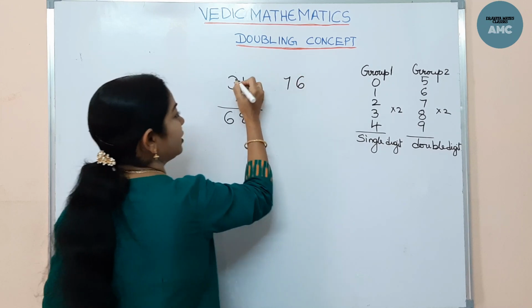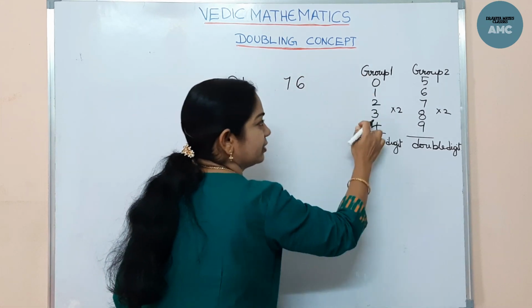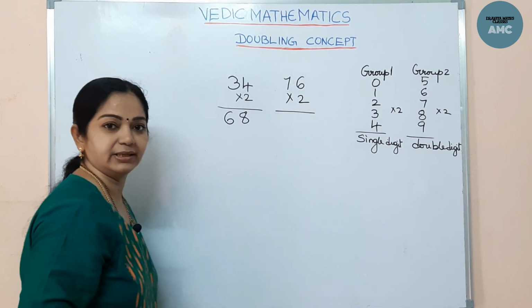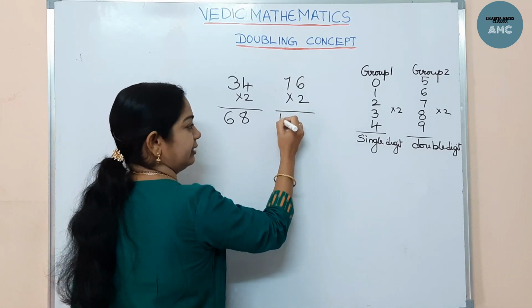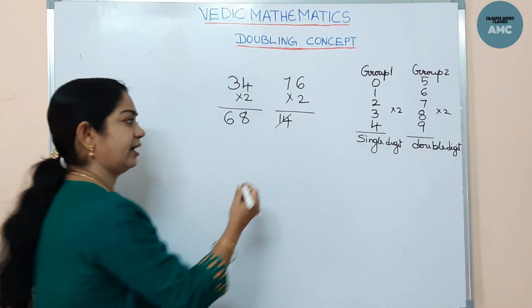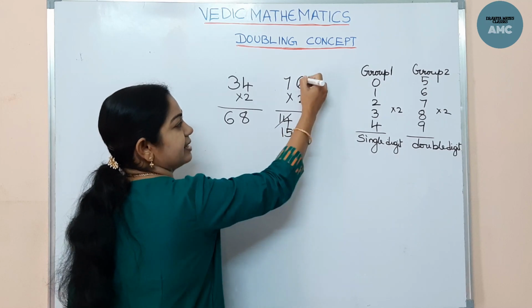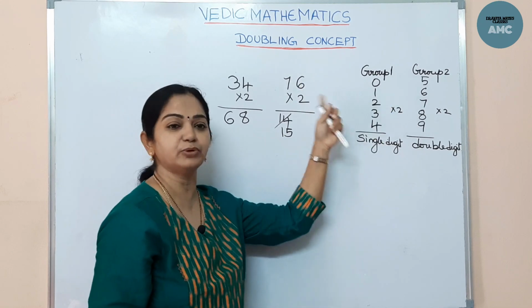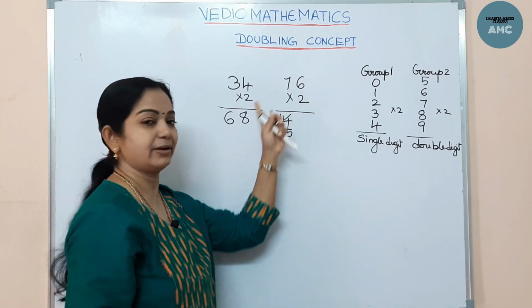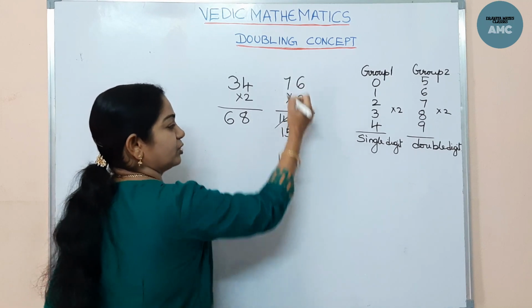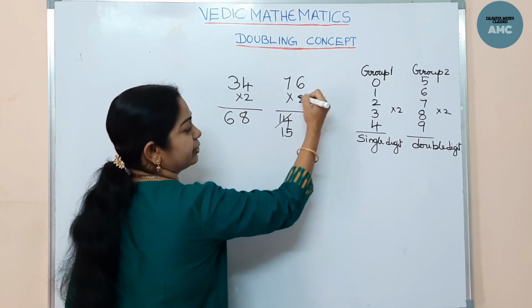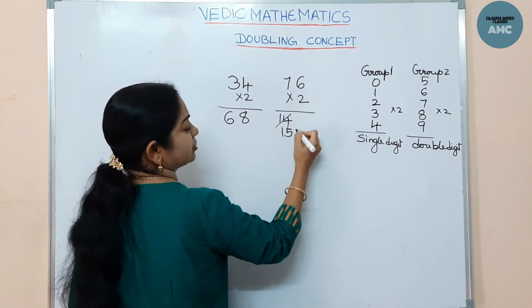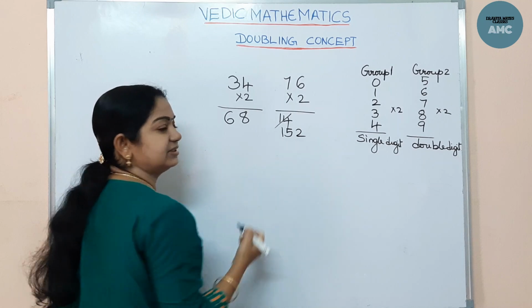Now if I take 76, because 3 and 4 are in our group 1. If I want to double 76, 2 7s are 14, but I won't write 14, I'll write 15. Why? Because the next number is of group 2. 6 is of group 2, isn't it? If it is a group 2 number, then we have to add 1, increase by 1. So this is 14, I have increased by 1 and write the end number. You know the end number concept which we have studied in addition, right? 2 6s are 12, so I'll write 2. That's all. 152 is the answer.